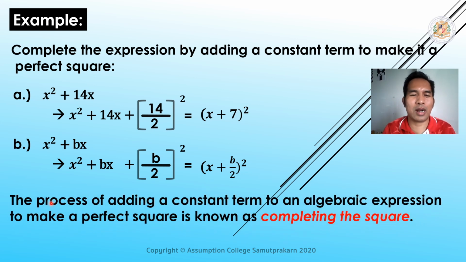The process we are making, the process of adding a constant term to an algebraic expression to make a perfect square, is known as completing the square. So again, this one is not a complete square. You add the third term, then you make a perfect square. So again, this process is completing the square. Okay?